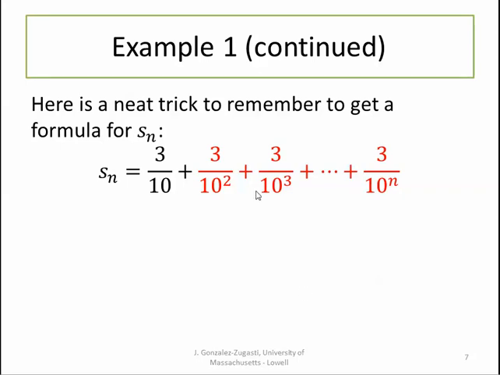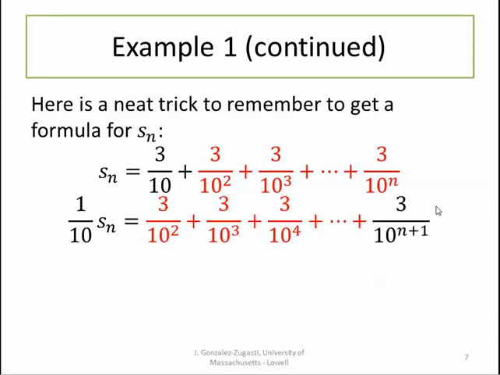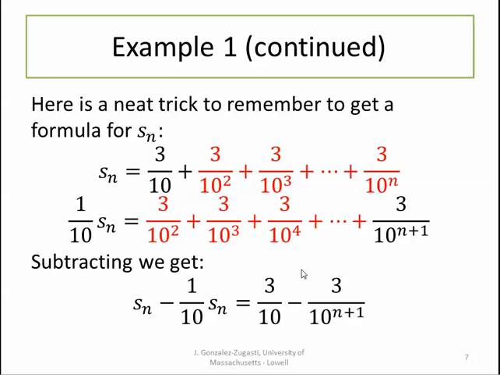We know that S sub n is equal to this. Now suppose I just multiply S sub n by 1/10. Then that's going to increase the power of the denominator by 1. And if you look at that, the red terms in S sub n match the red terms in 1/10 times S sub n. So if we subtract these two equations, we'll get that S sub n minus 1/10 S sub n is this line minus this line. All the red terms will be canceled out, and all I'll be left with is this first term here and this last term here.